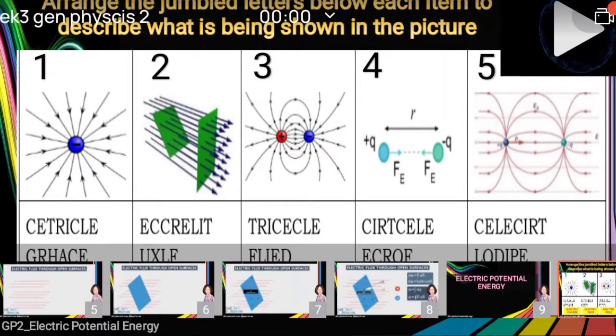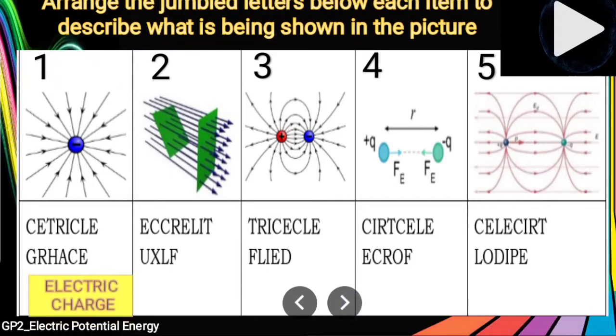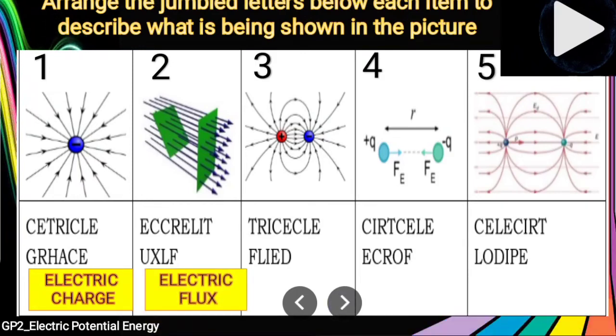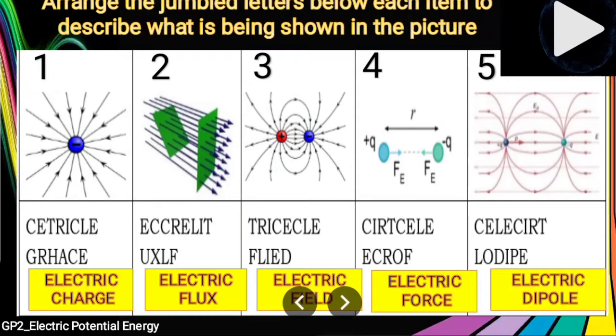Okay, time's up. So let us see if your answers are correct. So the first image, okay, so that one is an electric charge. The second one, electric flux. Very good. So third one, we have electric field. The next one, electric force. And the last one is the electric dipole. So did you get it all? Very good.